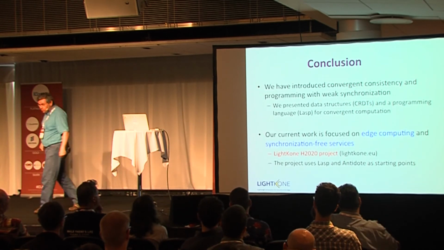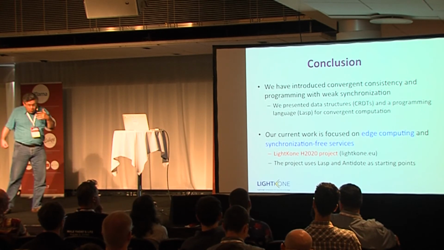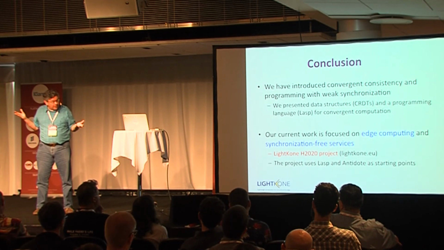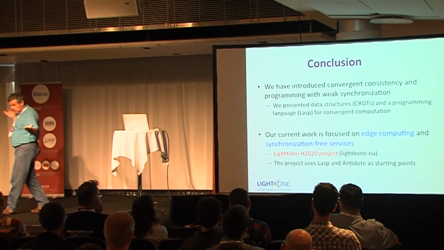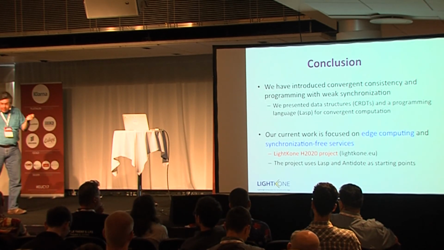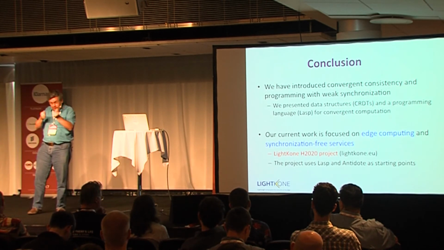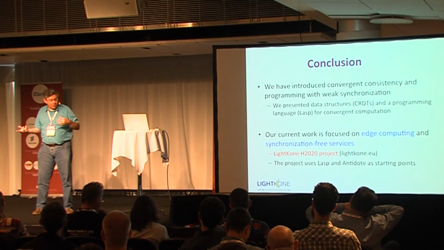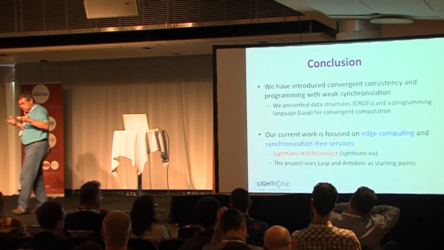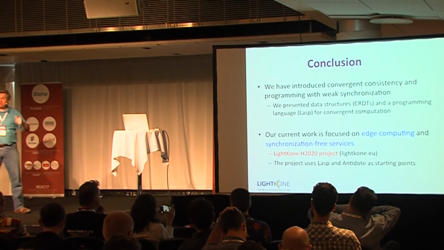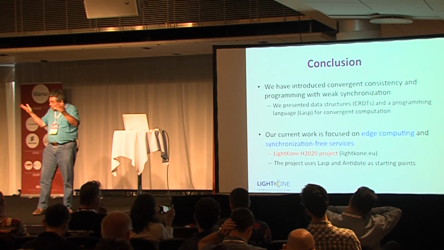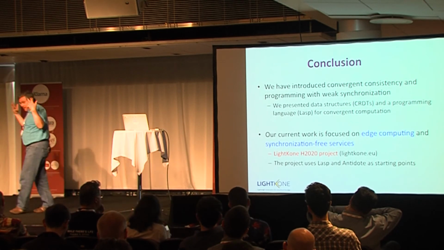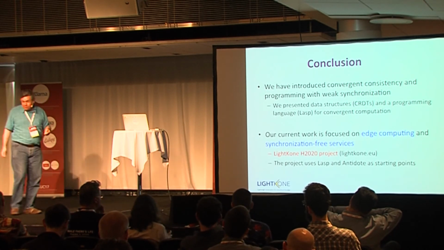Okay, so let me conclude now. I've explained to you what convergent consistency is and why we think it's a good idea, and how it's a consequence of programming with weak synchronization models, just replica-to-replica communication. I showed you CRDTs, I showed you Lasp, which is a language we're building, and I gave you some URLs. You're welcome to use it and complain if it's not doing enough. We would love to get your feedback.